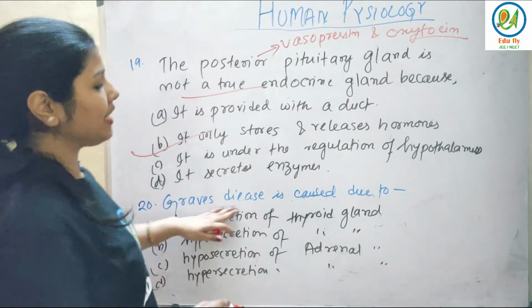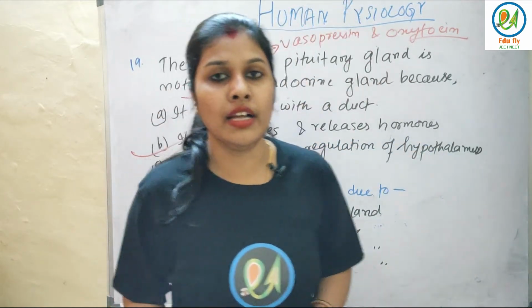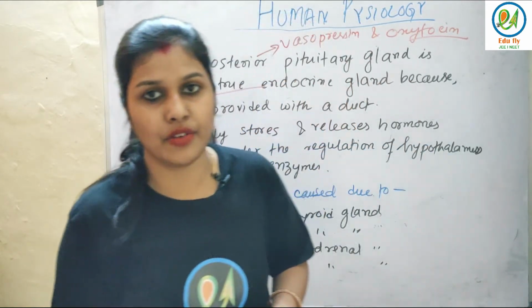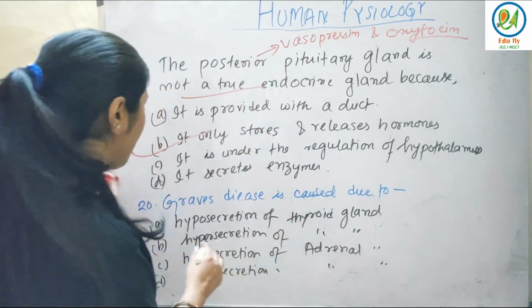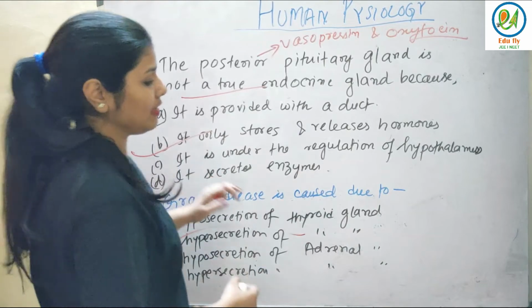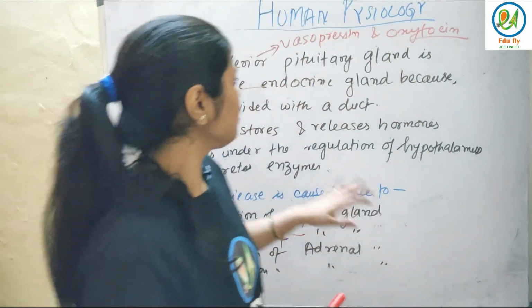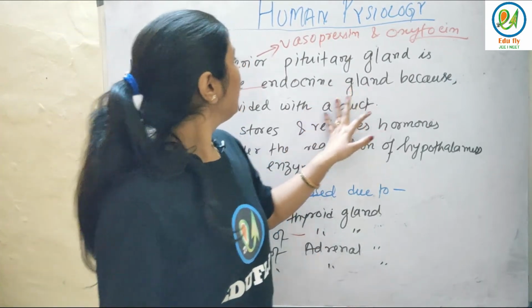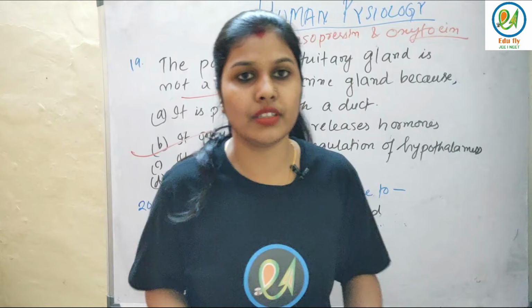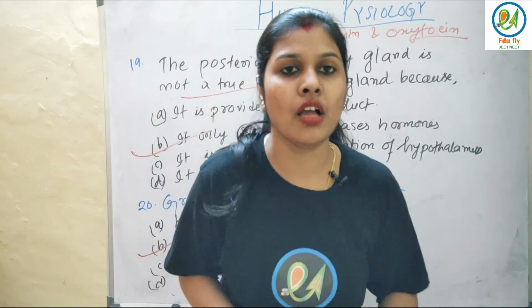Second question: Graves disease is caused due to, this is a direct question, hyperthyroidism. If someone's thyroid is overactive, then this disease occurs, Graves disease. So hypersecretion of the thyroid gland. The option is B. Very important, beautiful questions. This is from the chapter on nervous coordination.